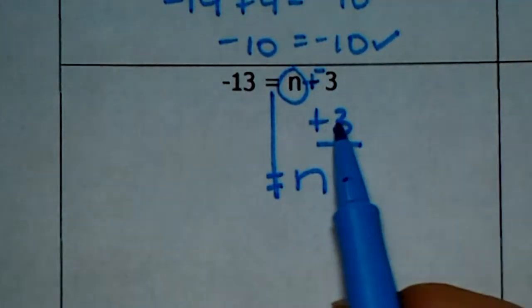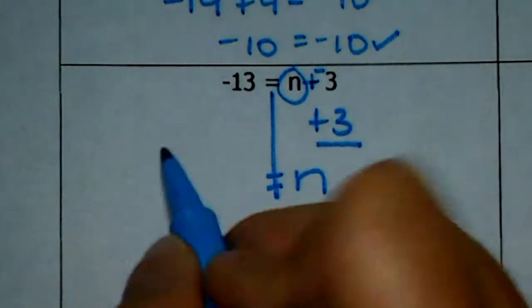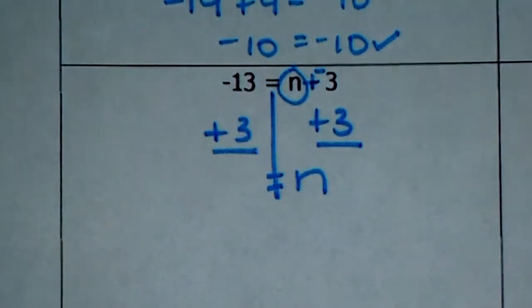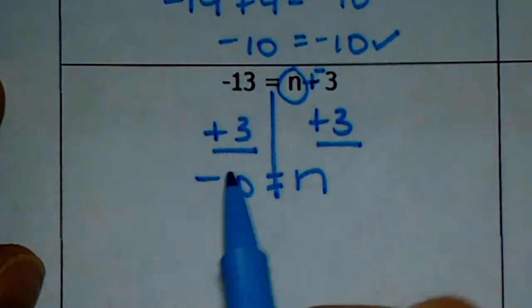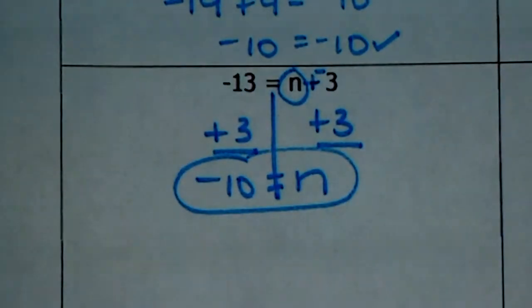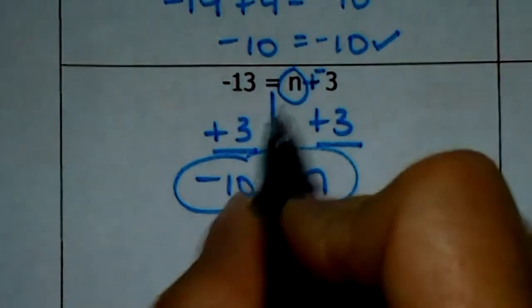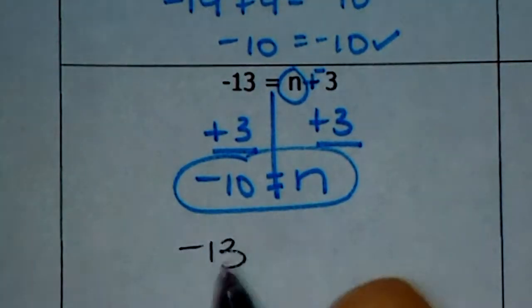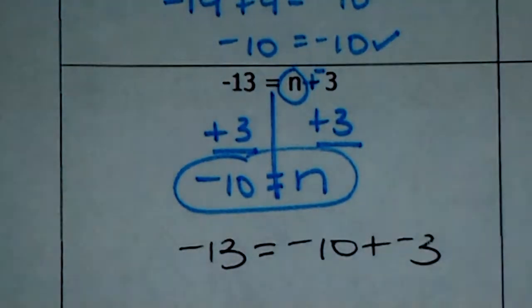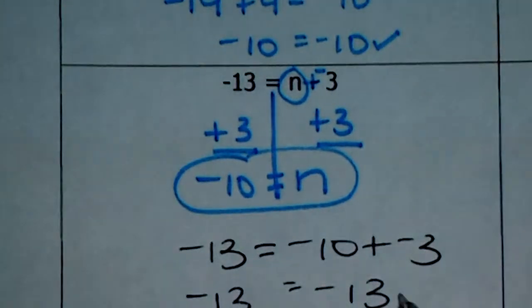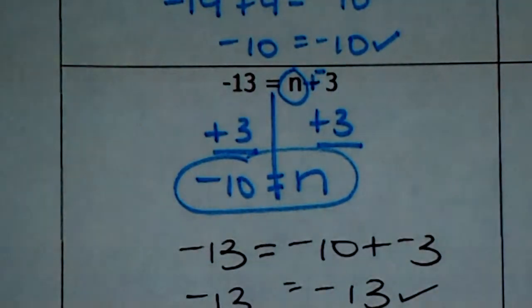If you add 3 to this side, you've just made this side heavier by 3. I need to make this side heavier by 3 as well. Whatever you do to one side, do to the other. Negative 13 plus 3 is negative 10. N's by itself, n is equal to negative 10. To check to make sure that this is right, again, all you're doing is replacing this n with what you got for n. So negative 13 should be equal to negative 10 plus negative 3. Yeah, negative 10 plus negative 3 is negative 13. Negative 13 equals negative 13. We know that it's right.